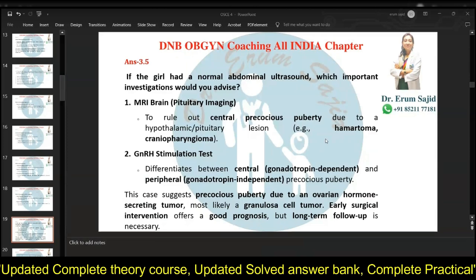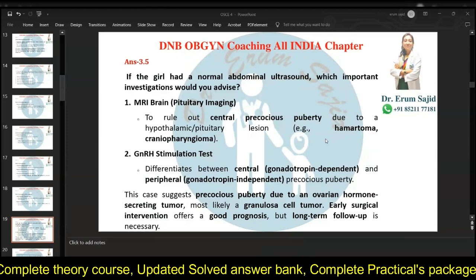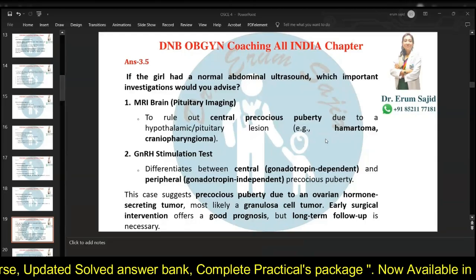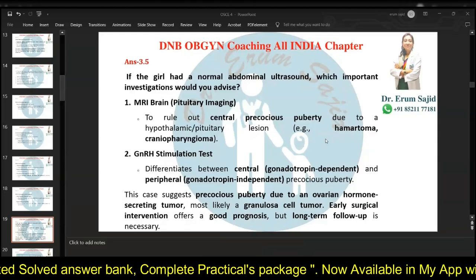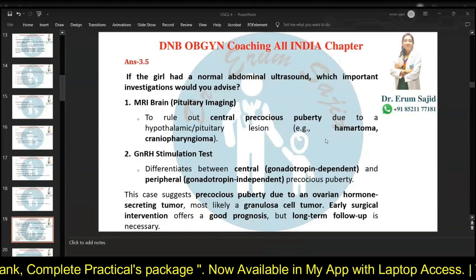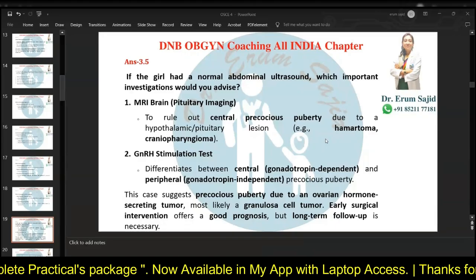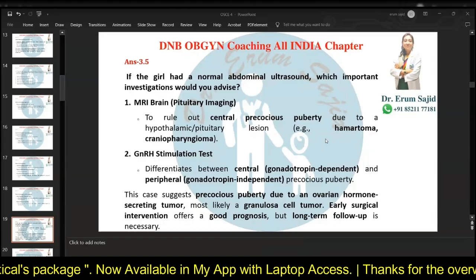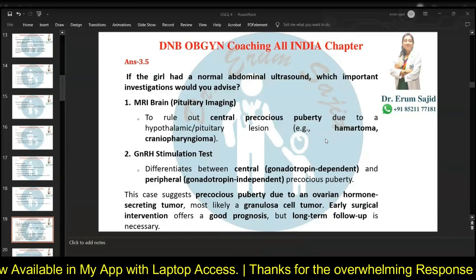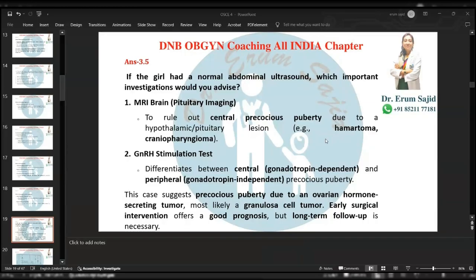GnRH stimulation means you are mimicking the central organ, that is the hypothalamus-pituitary. If it is not responding to that, that means there's nothing wrong with the central axis. It is actually the peripheral system which has gone wrong. So this case suggests precocious puberty due to an ovarian hormone secreting tumor, but you can also have central precocious puberty, for which you can do these two tests, MRI brain and GnRH stimulation test.